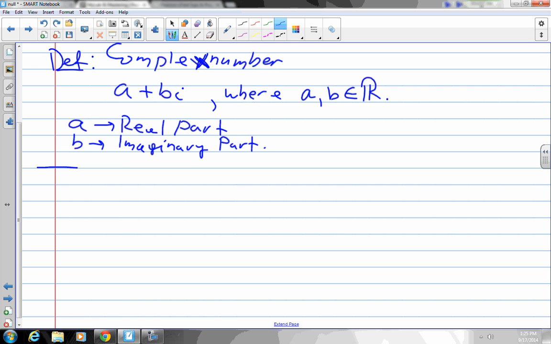Okay, so a few examples. Here's a number 3 minus 2i. That is a complex number. It has a real part, that is 3. So the real part of this number is 3. The imaginary part of this number is whatever comes before i. So it's negative 2. So negative 2 is the imaginary part. Is that okay? So that's an example of a complex number.